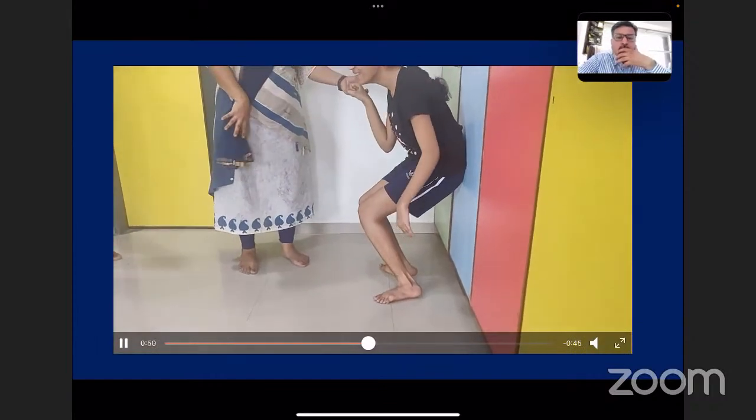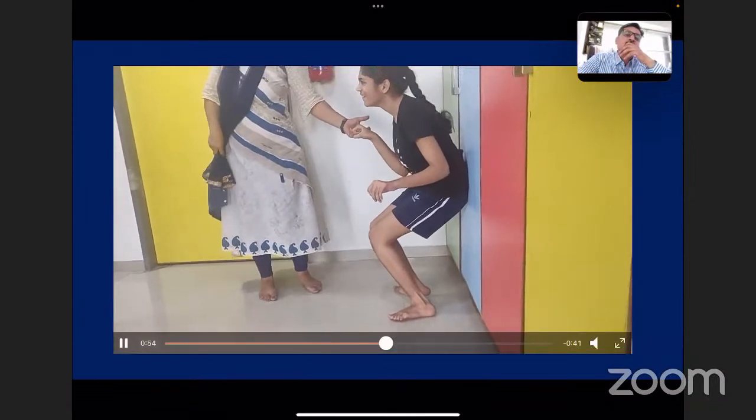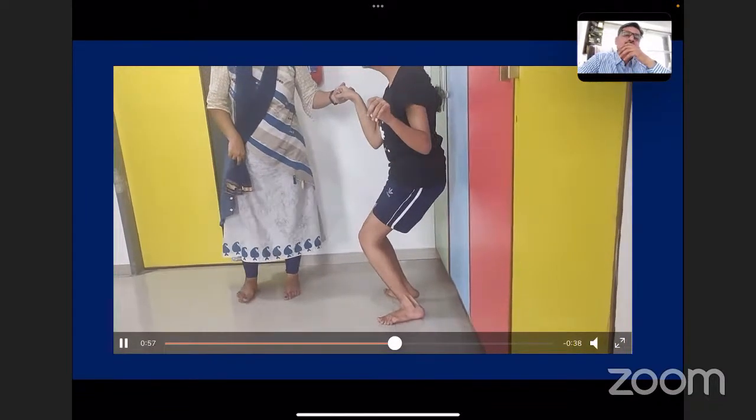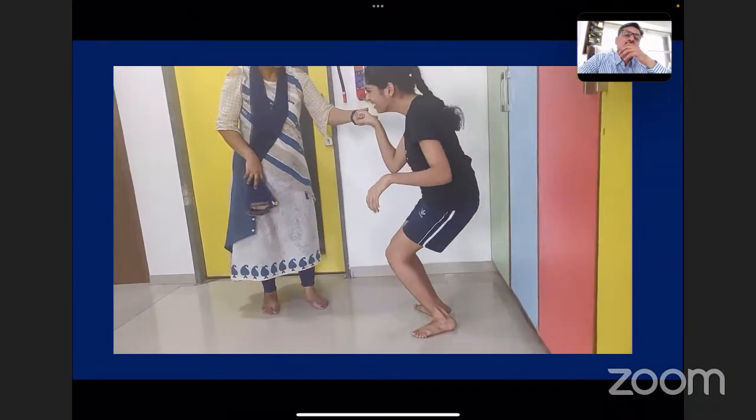And this is her gait from the lateral aspect, lateral profile. Significant crouching is present, and it is very difficult to mobilize without support. She can just take a few steps.